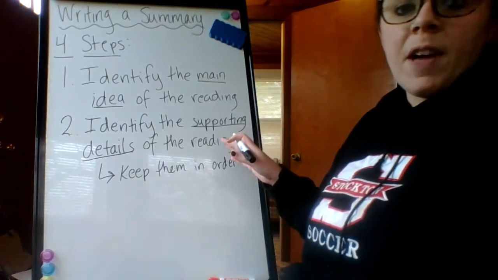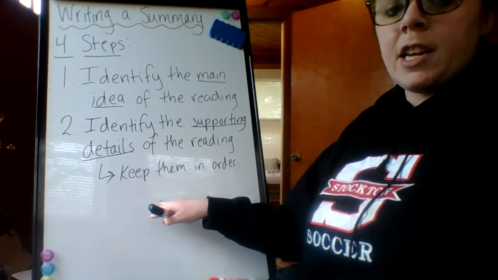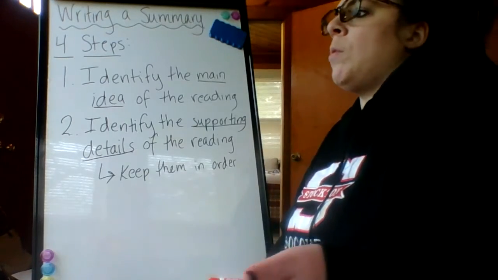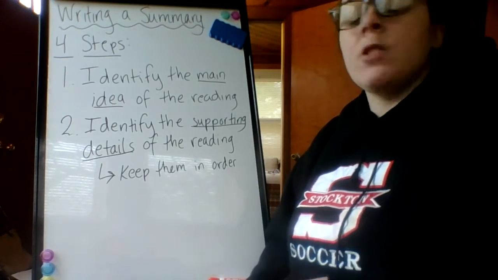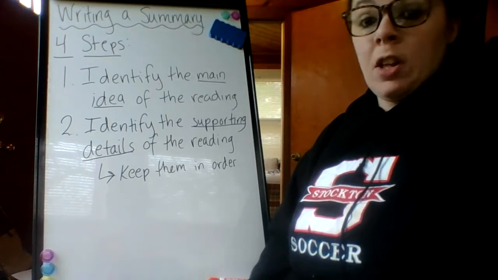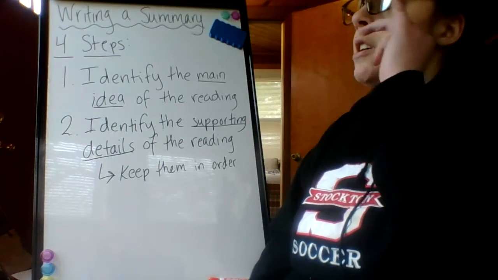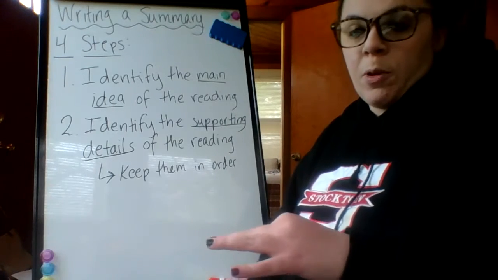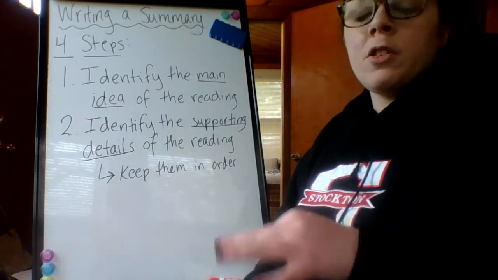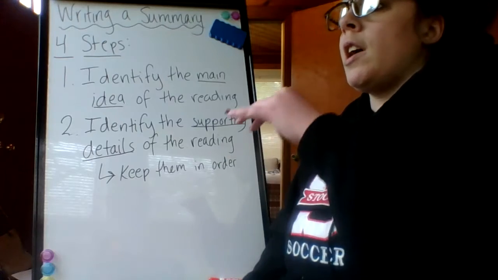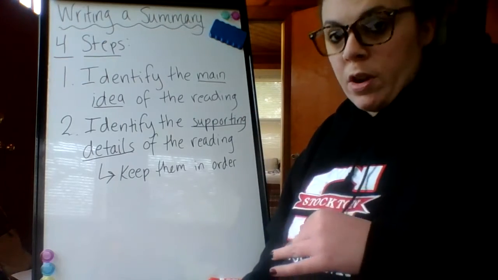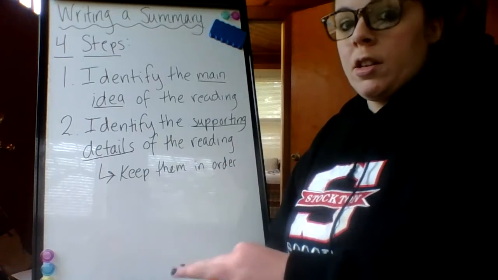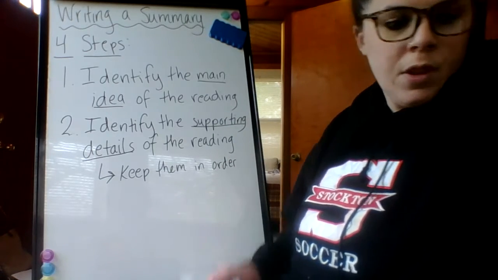Alright, so you want to identify the supporting details of the reading. I added another little note here. Keep them in order. So if, for example, we're going to write a summary about the best restaurant, and somebody picked Olive Garden, and they talked about the breadsticks, the friendly waiters, and the affordable cost, you want to talk in your summary about those details in the same order. The breadsticks, the nice waiters and waitresses, and the cost. Keep them in order. Okay?